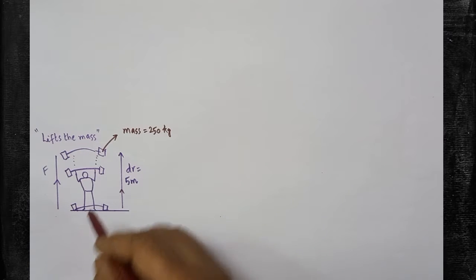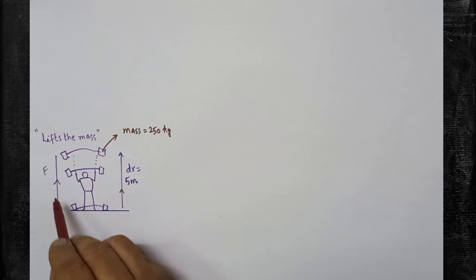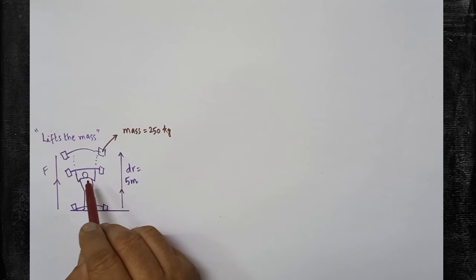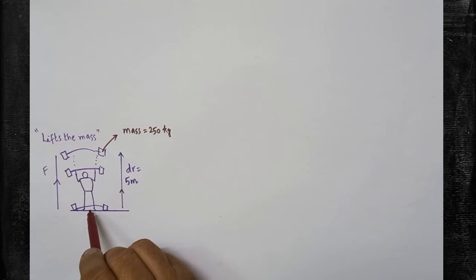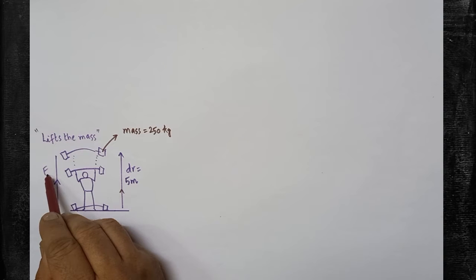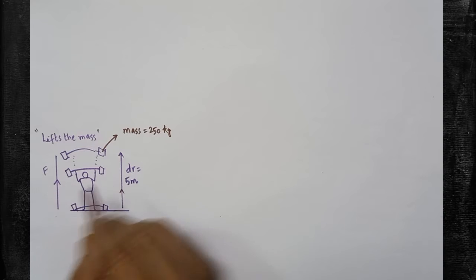Here the lifting force is very important. He is a very powerful person. He is applying 5000 Newton of force on the mass. So F is nothing but the lifting force. You are asked to find out the work done by the weightlifter.